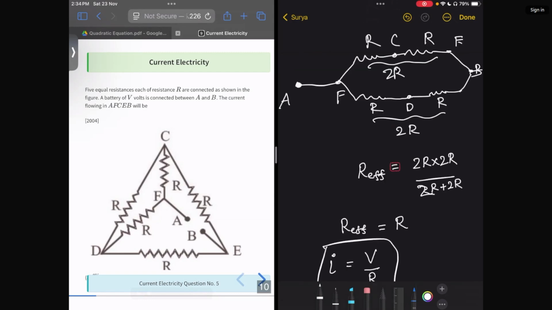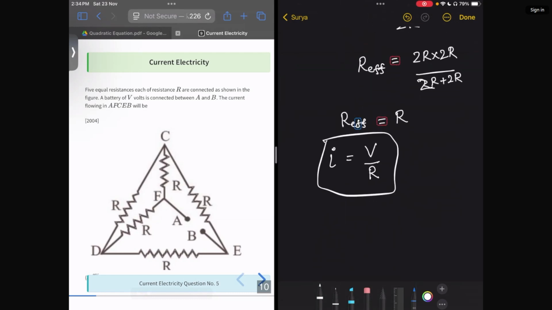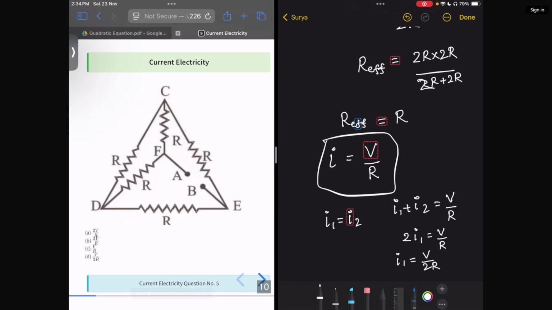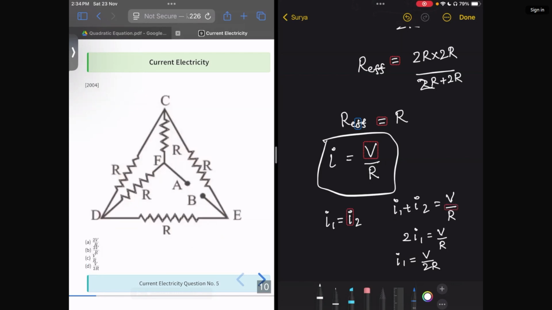But they are asking, the current I is divided into I1 and I2, right? In both directions the resistances are equal, so the current divides equally. So I1 is equal to I2. I1 plus I2 will be V by R, so 2I1 is equal to V by R. So I1 is equal to V by 2R. So the current flowing through AFCEB will be V by 2R.